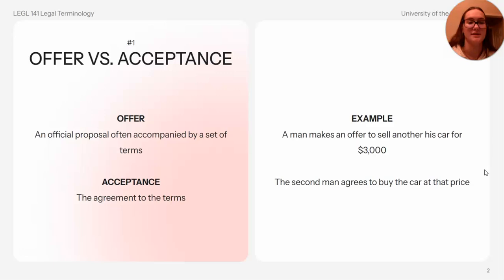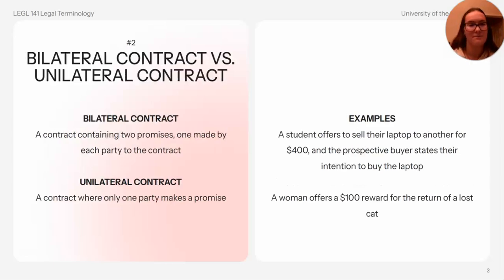First, we have offer versus acceptance. An offer is an official proposal, often accompanied by a set of terms. Acceptance is just the simple agreement to the terms. An example for offer is a man makes an offer to sell another his car for $3,000, and then acceptance is the second man agrees to buy the car at that price.